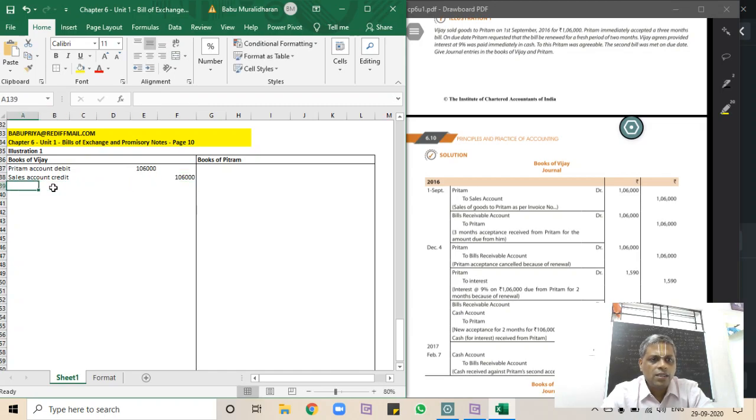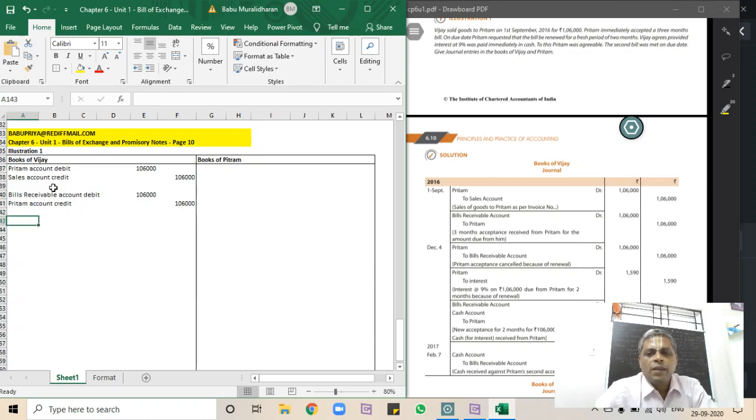Now, this is for sale of goods. Next one is bill is raised, right? So bills raised means bills receivable account debit and Preetham account credit. Preetham account has to be credited because now the outstanding will be tracked through the bills, right? 1,06,000 and 1,06,000. Preetham account will get knocked off, and then bills receivable to sales settlement.